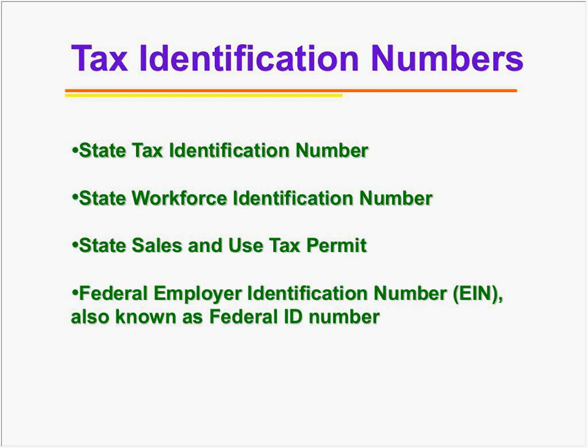Also, the state sales and use tax permit. You check with your state revenue department for state sales and use tax, and make sure that the permit shows that you're authorized to make retail sales and provide taxable services in that state. And then you have a federal employer identification number. A lot of people think of it as the EIN, the federal ID number. If you're going to have employees, or any form of business other than a sole proprietorship, then the business must have a federal employer identification number, and to get this number, you go through the Internal Revenue Service.